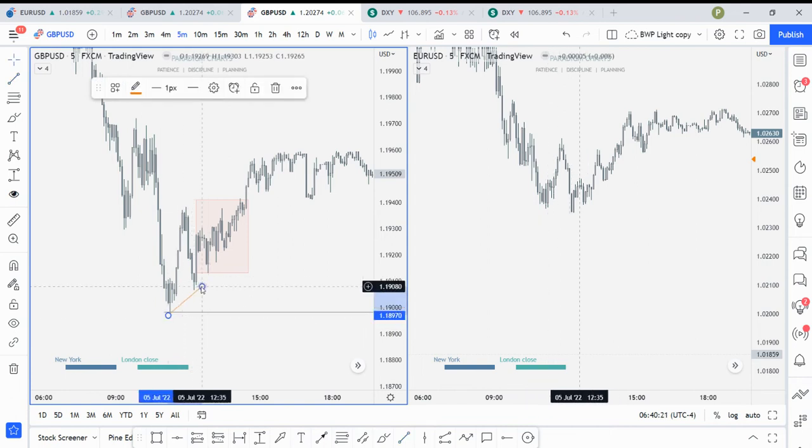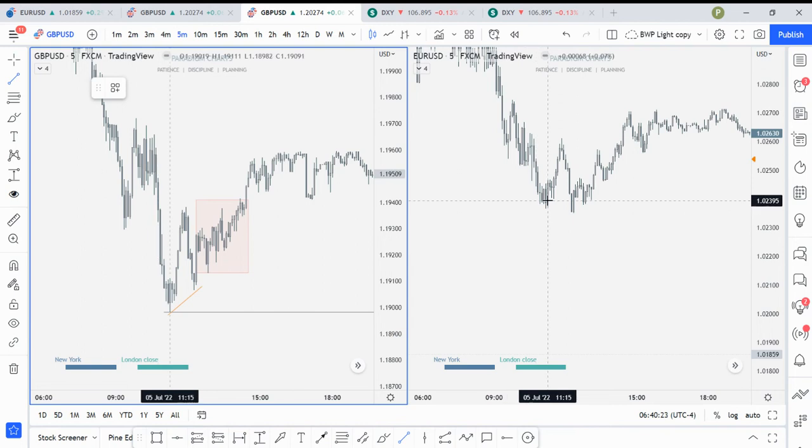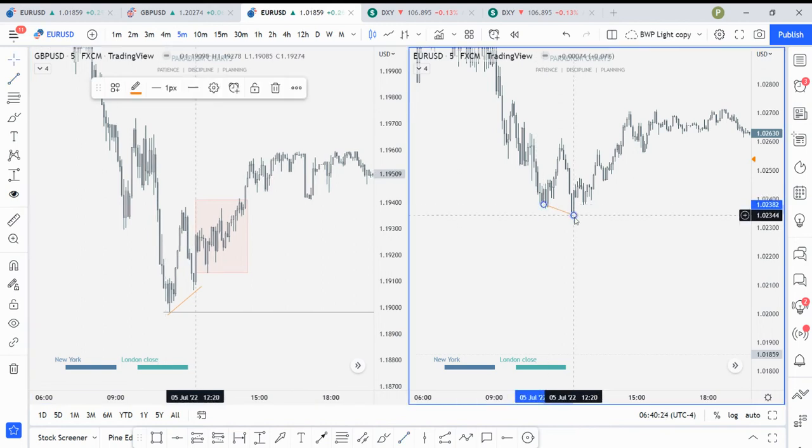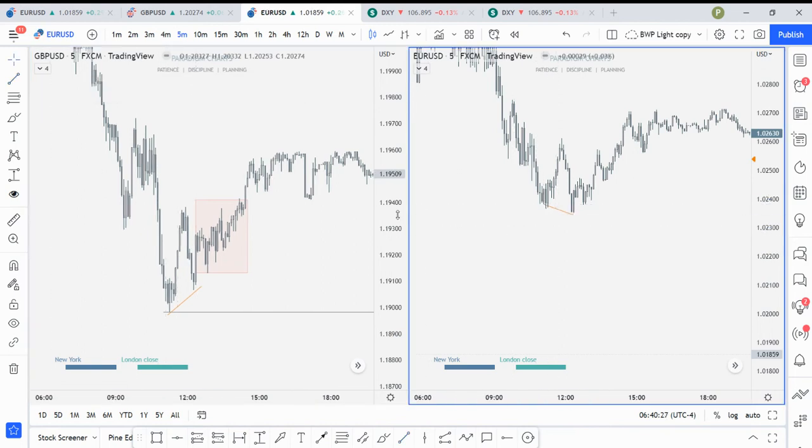You can see this is making a higher high, while this one is making a lower low. That's abnormal. Under normal circumstances, like I said, you would expect that when this one is making a higher high, this one too should make a higher high. So whenever this makes a lower low, it tells you that this is heavily being accumulated.